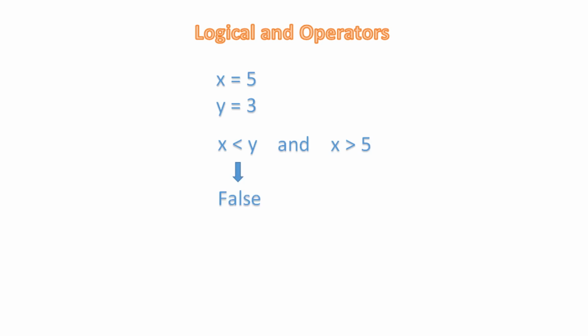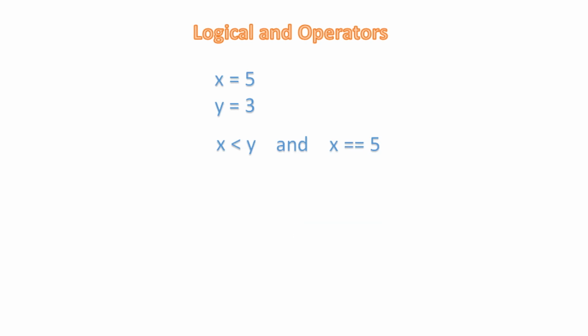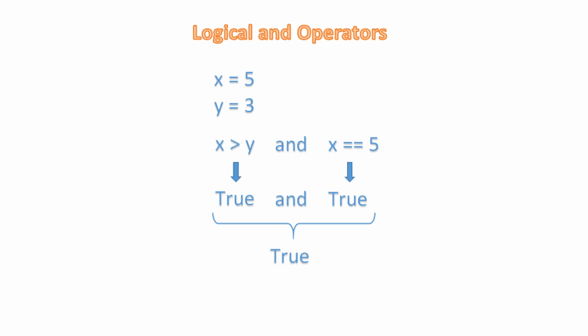So the output of x less than y is false and x greater than 5 is also false. When false and false combine with the logical AND operator, then the output is false. Let's consider another scenario. Here the output of x less than y is false and the output of x double equal to 5 is true. So when false and true combine with the logical AND operator, then the output is false. In this scenario, x is greater than y, so the output is true. x double equal to 5, so the output is true. So when true and true combine with the logical AND operator, then the output is true.